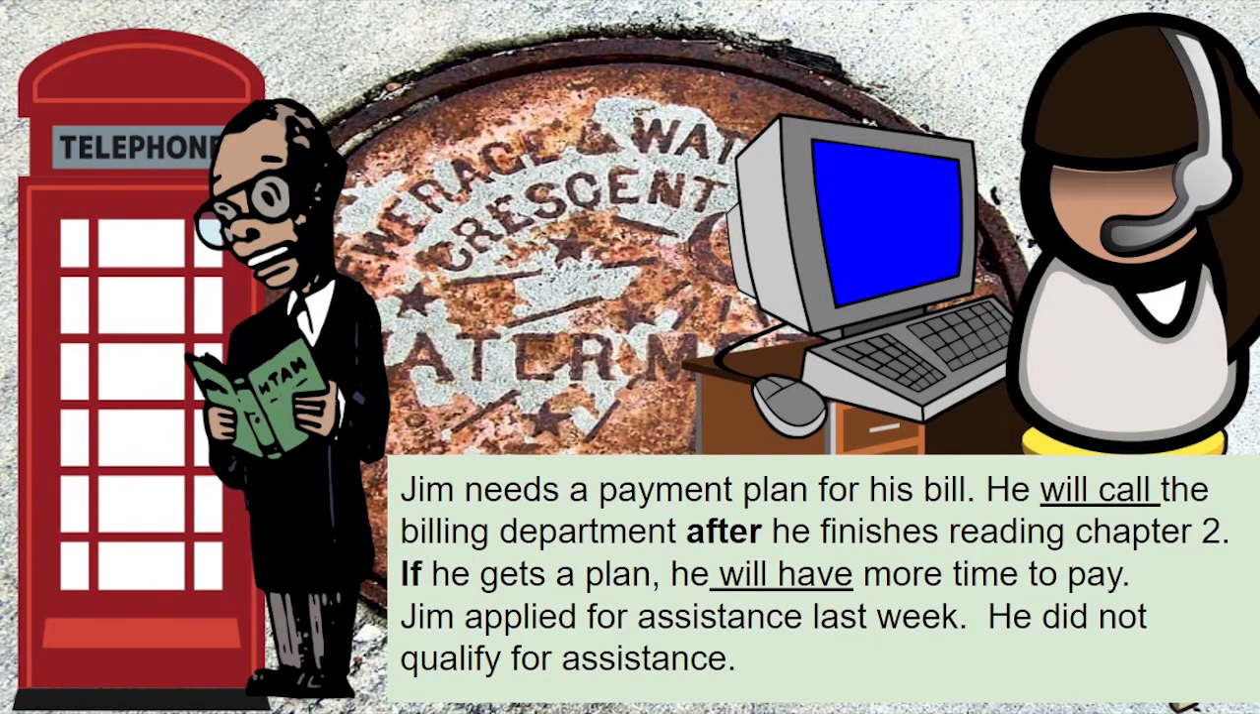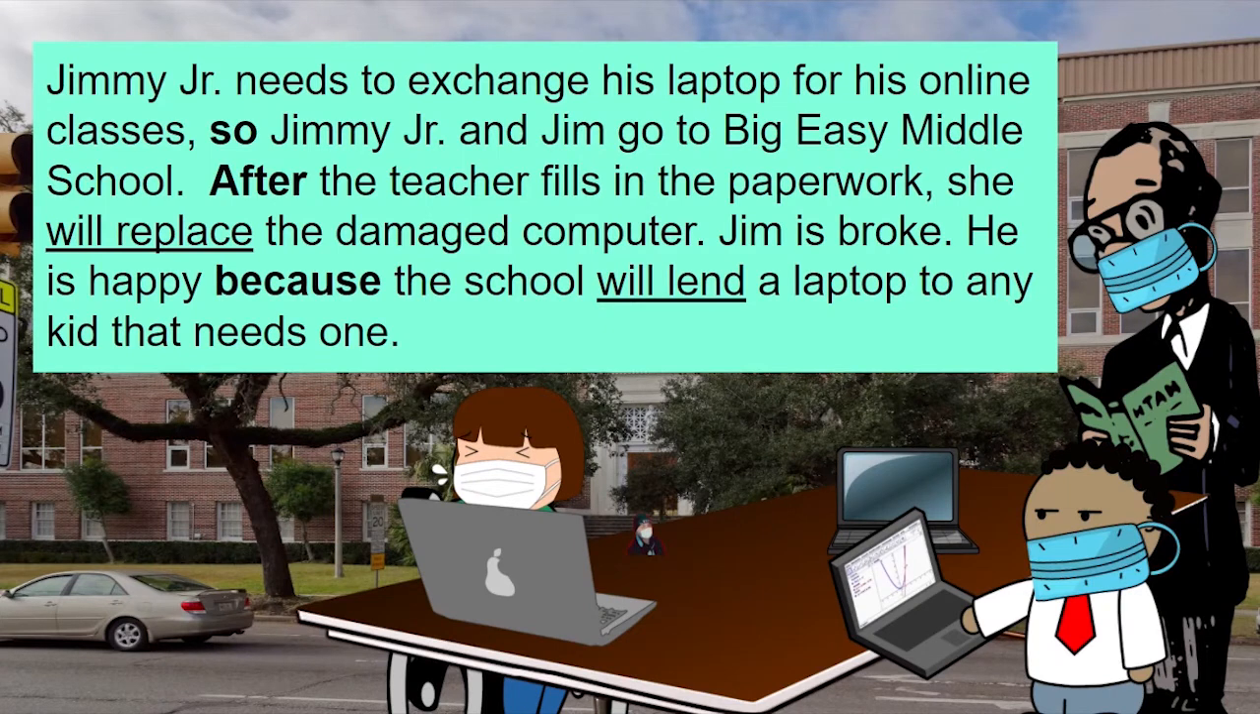All right, Jim needs a payment plan for his bill. He will call the billing department after he finishes reading chapter 2. If he gets a plan, he will have more time to pay. Jim applied for assistance last week. He did not qualify for assistance.